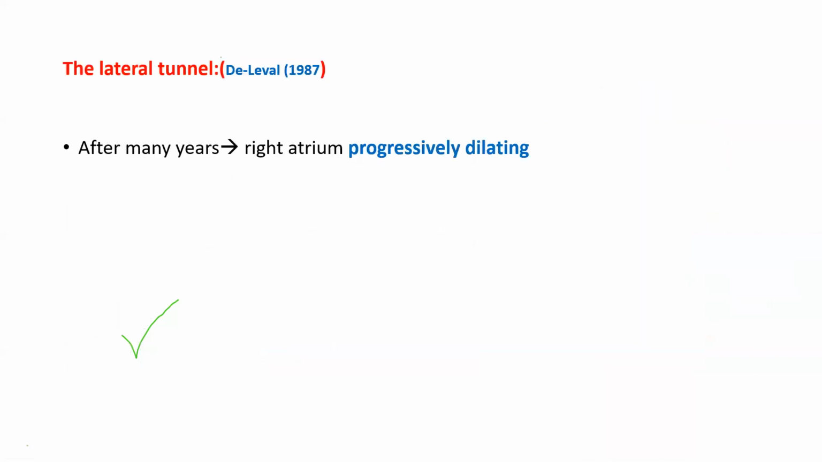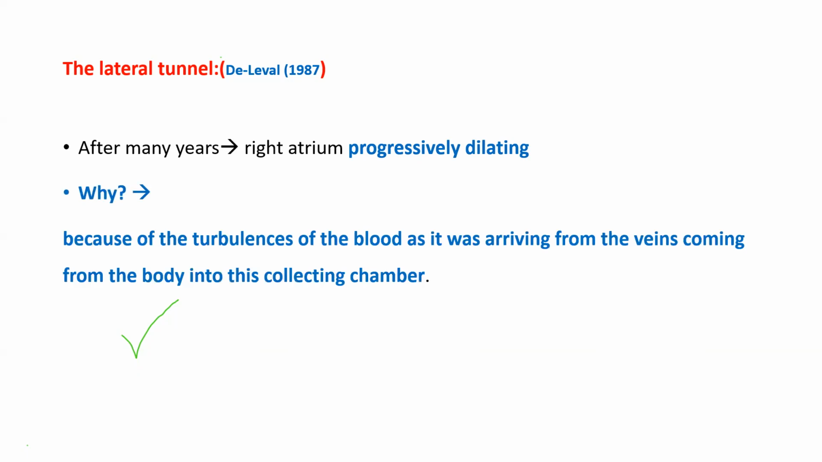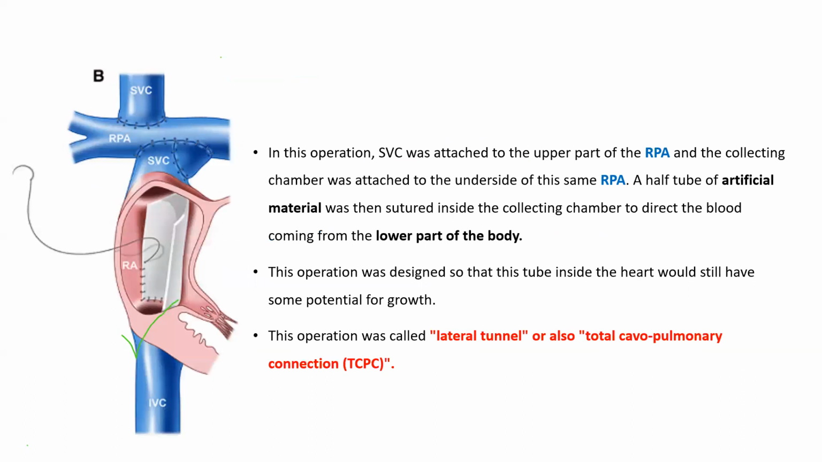Later on, a subsequent modification came by de Leval in 1987. He described a lateral tunneling. Why? Because after many years, the right atrium starts dilating, and it is progressively dilating. Why? Because of the turbulence of blood as it was arriving from the veins coming from the body into the collecting chamber. Because of turbulence of the blood in the RA, it causes dilatation, and because of dilatation, it leads to arrhythmia and clot formation. So in lateral tunneling, what happened?